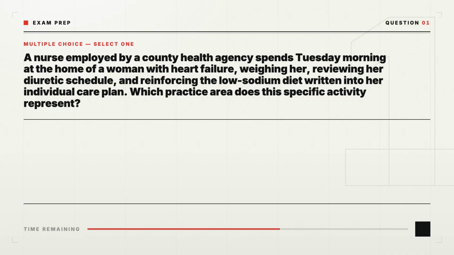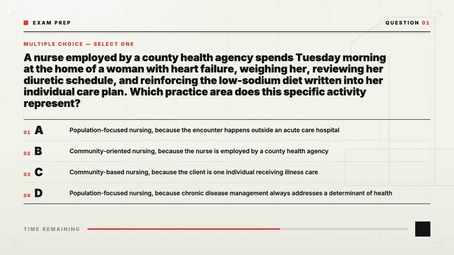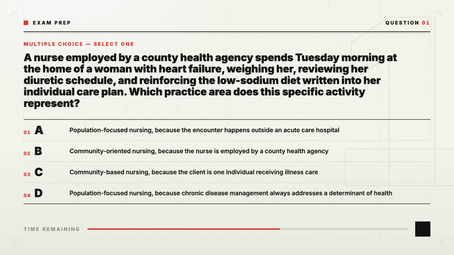Your options are A. Population-focused nursing, because the encounter happens outside an acute care hospital. B. Community-oriented nursing, because the nurse is employed by a county health agency. C. Community-based nursing, because the client is one individual receiving illness care. D. Population-focused nursing, because chronic disease management always addresses a determinant of health. Which one is it? Pause the video if you need more time.